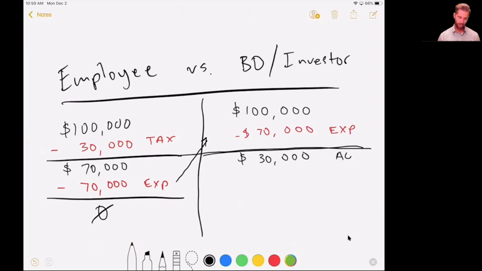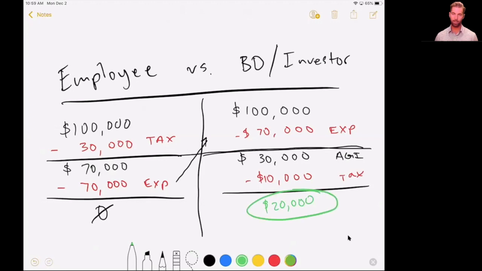And this is what we call our AGI, adjusted gross income. That's what the government gets to tax, is that adjusted gross income. So now this individual shows, oh, I've made $30,000 this year. So the government will tax 30% of that, which is $10,000. And if we look at that, that gives us a leftover $20,000 to play with, to invest with, to do what we want with.